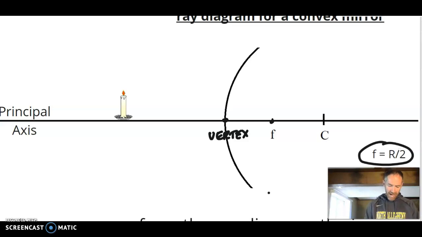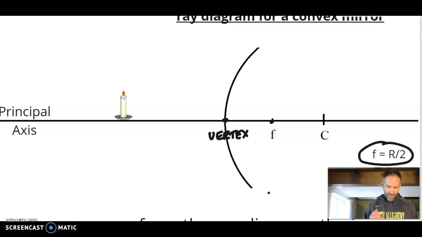Okay, now I need an object that I can get an image of. And so the object is going to be this candle. Arrows are popular, candles are popular too. I like a candle because it makes its own light. It's got a distinct top and bottom, and it's pretty easy to draw.